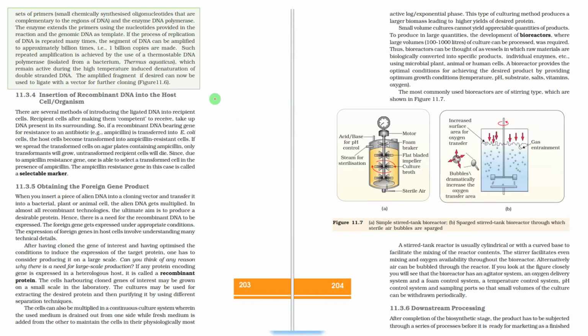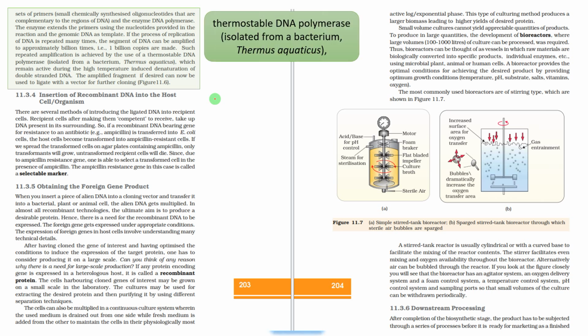The next is about the DNA polymerase that is used in PCR. So it is a special DNA polymerase. It's a thermostable DNA polymerase that is isolated from Thermus aquaticus, a bacterium that lives in hot springs and can tolerate high temperature. So this enzyme with this thermostable capacity is used in PCR. This amplified fragment can be used further in recombinant DNA technology.